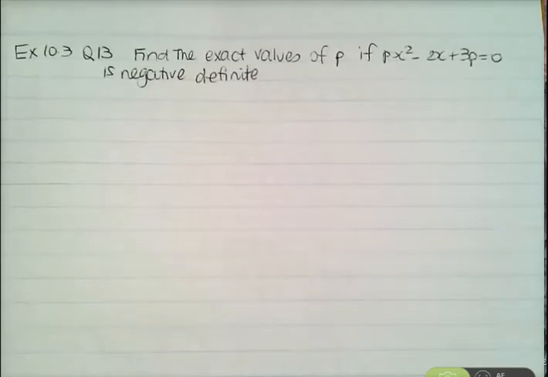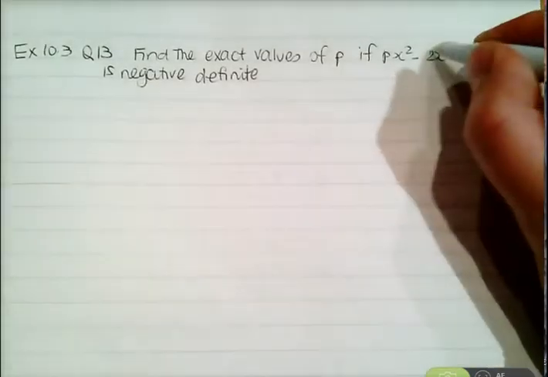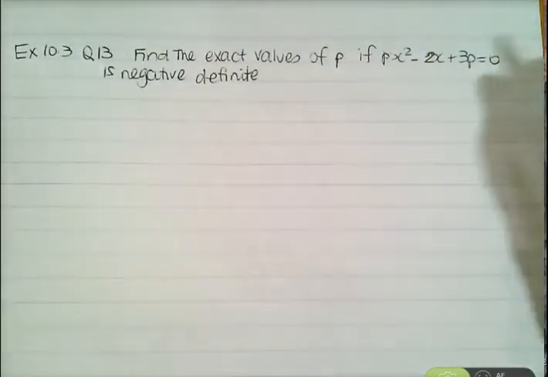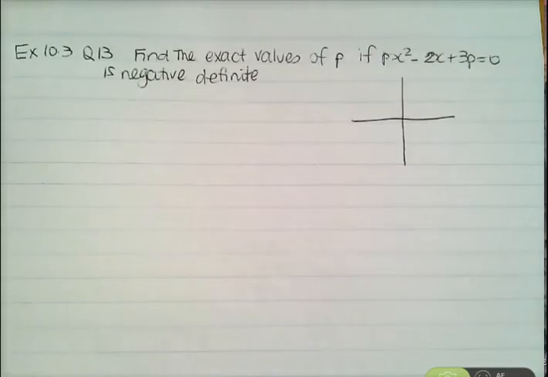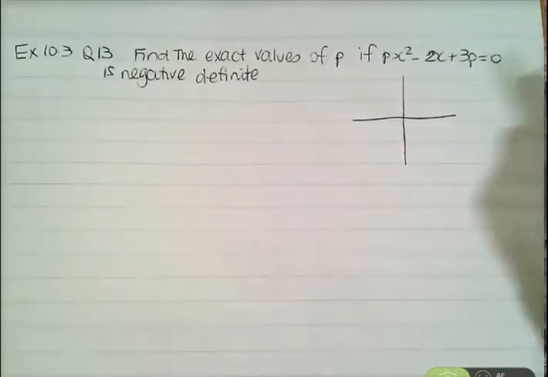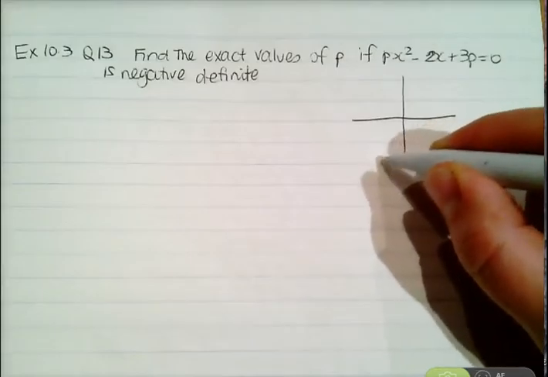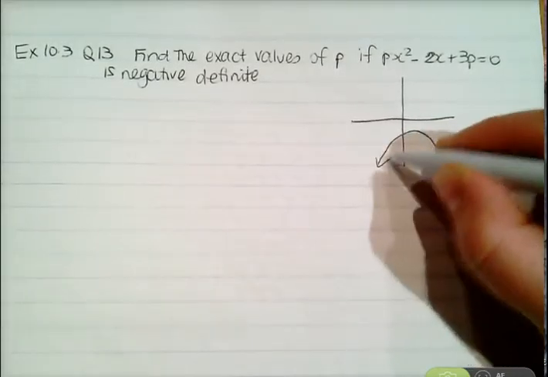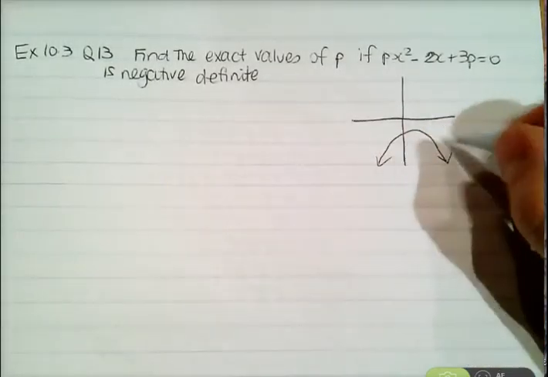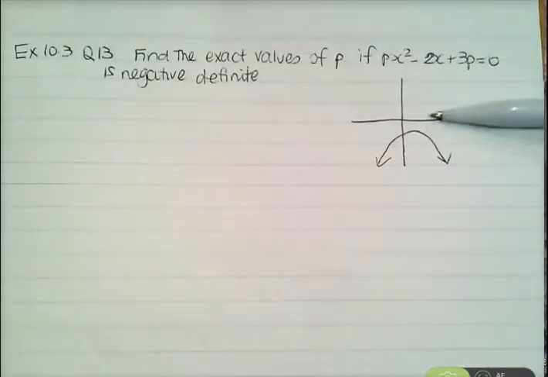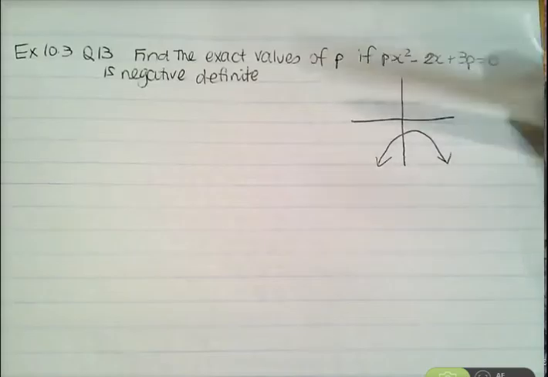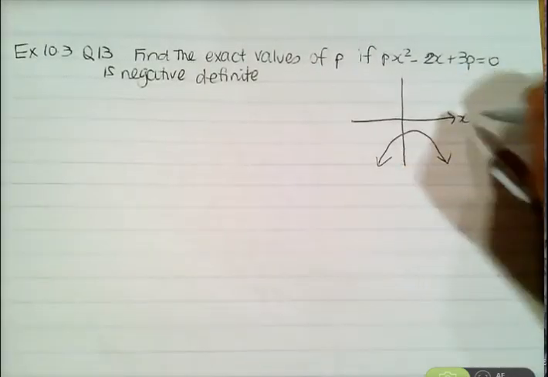Exercise 10.3, question 13. Find the exact values of p if px squared minus 2x plus 3p equals 0 is negative definite. Now, before we start the question, we need to look at what negative definite means. I'll just do a quick sketch. It would mean that the parabola would be below the x-axis at all times, and for it to be below the x-axis at all times, it must be concave down, because if it was concave up, it would eventually cut through the x-axis. So this is negative definite.